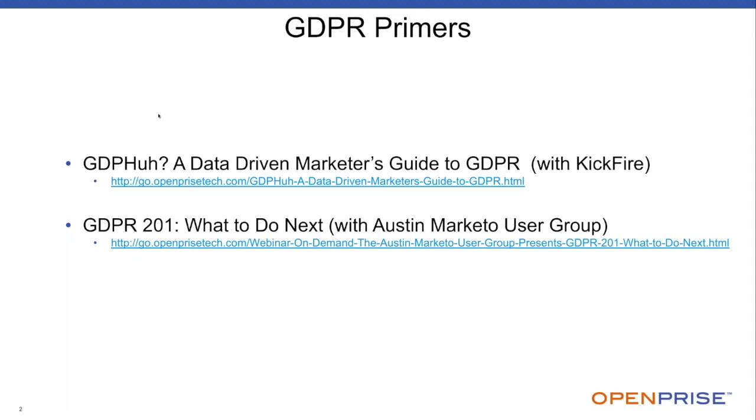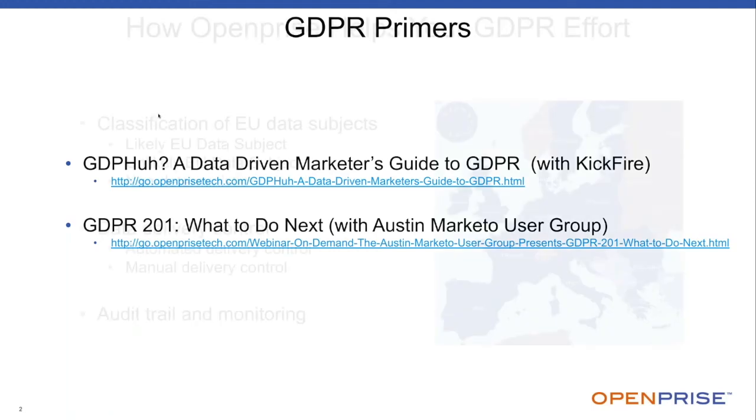Now, once you are familiar with the basic terminology, the mandates, and the rights, if you now need to understand what you need to do, we recommend the second resource, the webinar we have done with Austin Marketo User Group. This one starts with a high-level project plan and goes into the various key items that you should be putting in place to get to compliance. And again, today is really beyond that, going into how you actually use the Openprise product in detail.